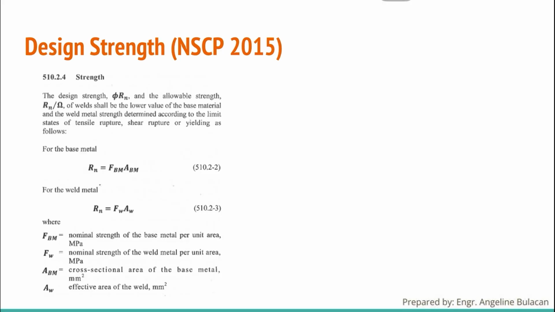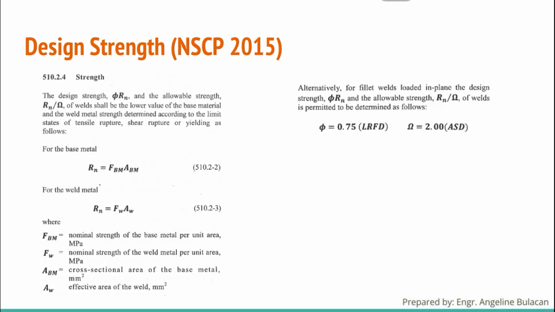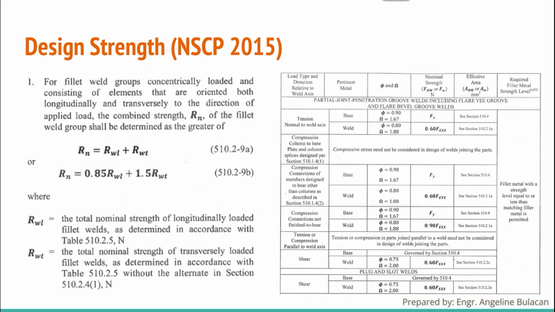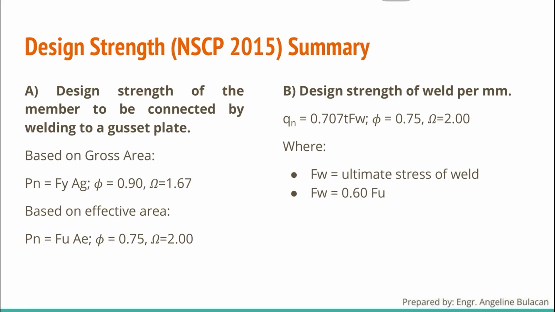Then, here, it stated the design strength as per NSCP 2015. I will just show it, but we have a summarized version of this. So, this, class, is the design strength per NSCP 2015.